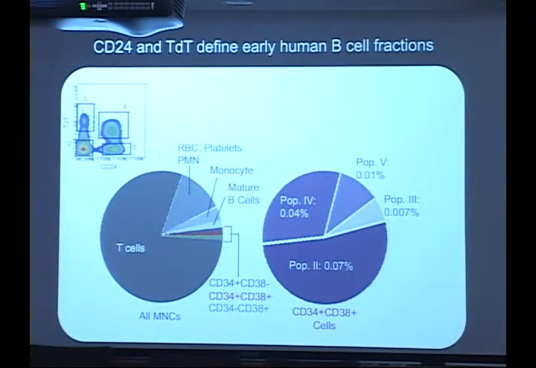And just to give you a sense of how rare these cells were, the cells in population 3, so if we take the slice of all the mononuclear cells in the bone marrow, this fraction, the CD34 positive 38 positive fraction, was this red slice right here. And then if we take that slice and divide it into another pie chart, you can see the relative proportions of these different populations. So this mixed progenitor population 2 was the most frequent population there. And then population 3 was the most rare, being 0.007% of cells in the marrow. So it was really very rare.